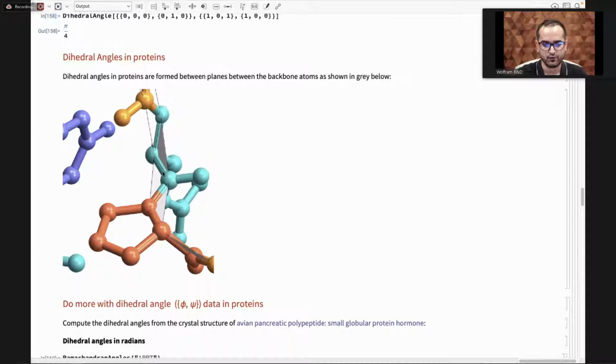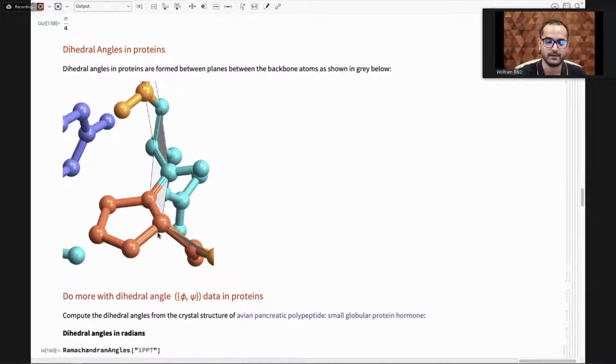For a given protein here, you can have two dihedral angles, phi and psi. This is one axis for one dihedral angle, the phi angle, and this is the other axis for another dihedral angle, which is the psi angle. You can imagine these two planes will determine the dihedral angle value psi, and the orientation of these two planes in turn will be governed by the orientation of the side chains of the amino acids.